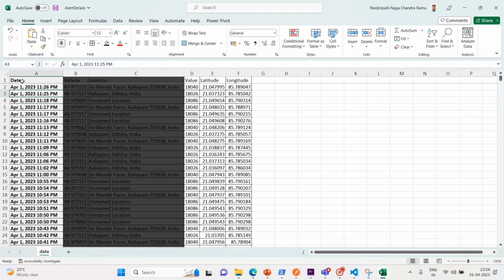11:26, 11:25, 11:18, 11:17, 11:17, 11:16, 11:13, 11:12. It's possibly based on the network that it stores data. If the network is pretty good, it's going to store data every 10 seconds, but here the network is not that good, so that's why the data has been stored every 1 minute. So April 1, 11:26, 11:25, 11:18, 11:17. This is the time series.